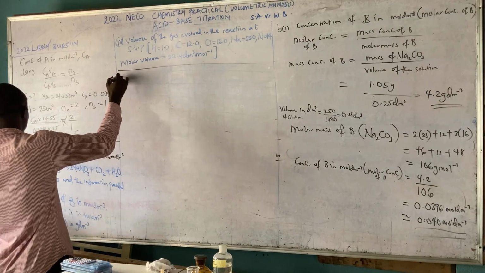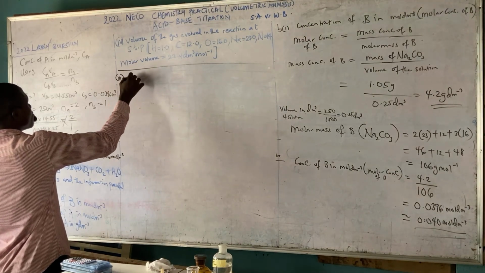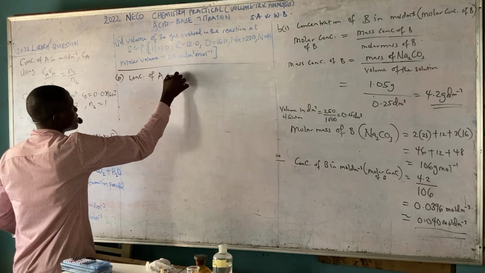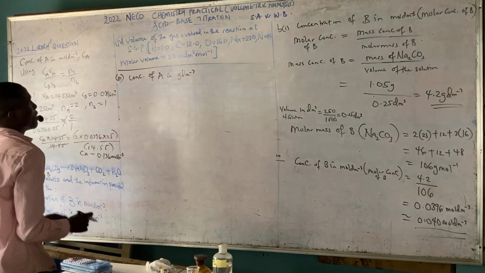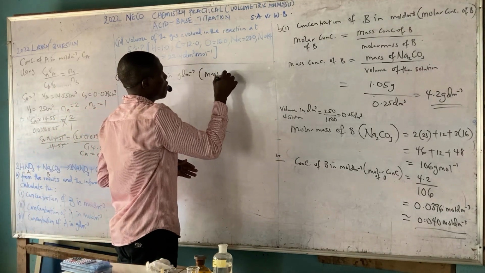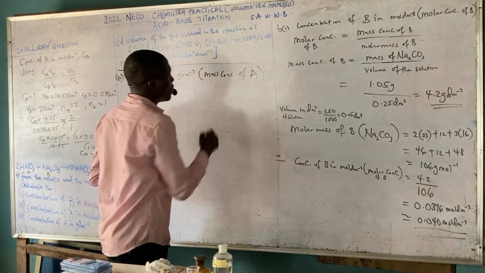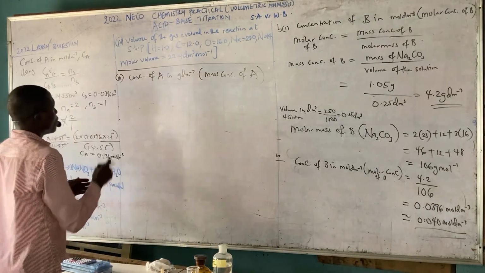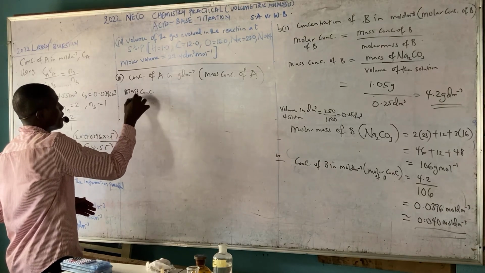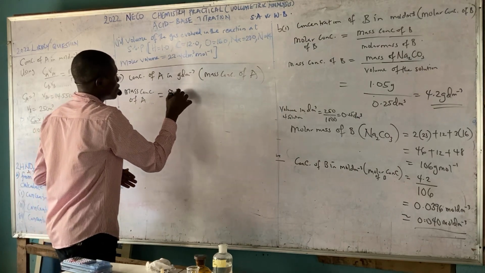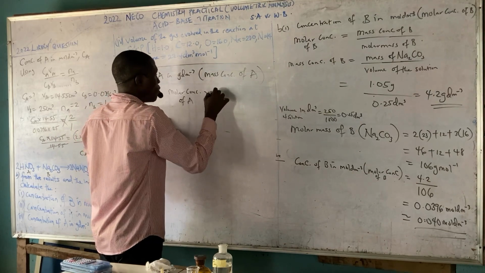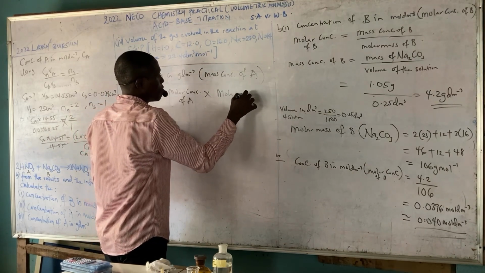The concentration of A in gram per dm cube. This is talking about the mass concentration of A. Now, to calculate the mass concentration of A, we use the formula: mass conc of A is equal to the molar concentration of A multiplied by the molar mass of A.